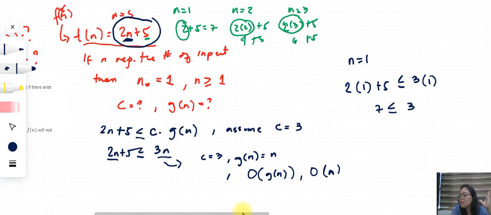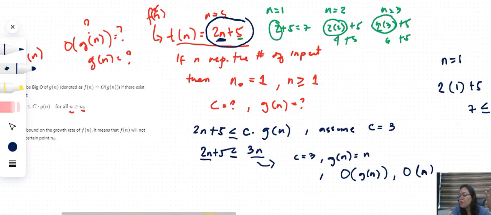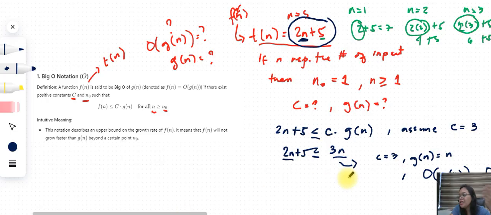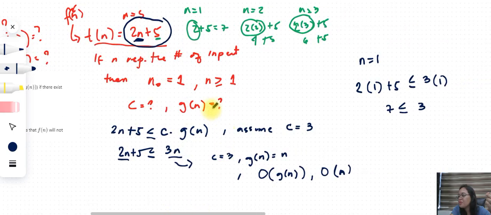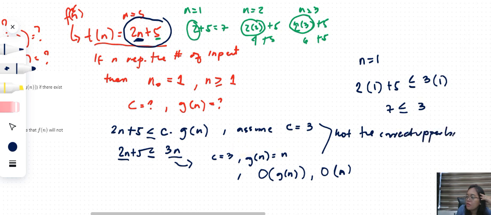Now, since we are assuming functions here, in our program, in our code, and n will always start at 1, we need to conform to the rule that this should be true when n equals 1. Thus, this one here is not the correct upper bound. Though it is correct for some values of n.